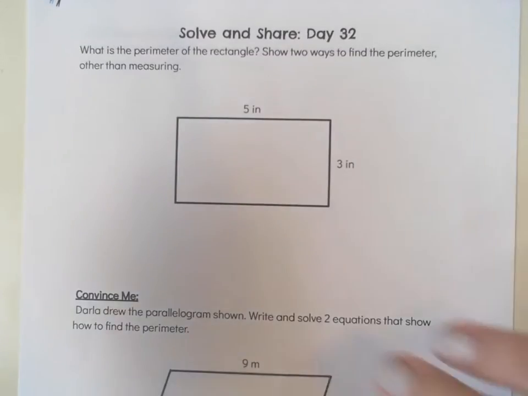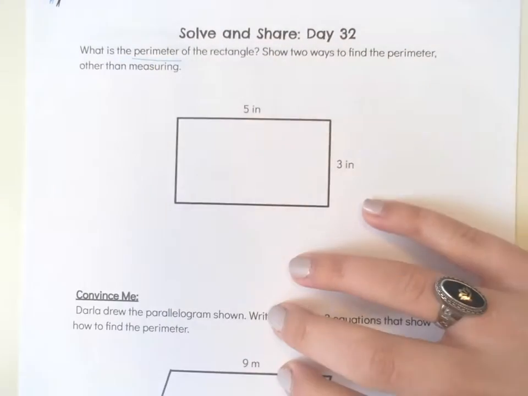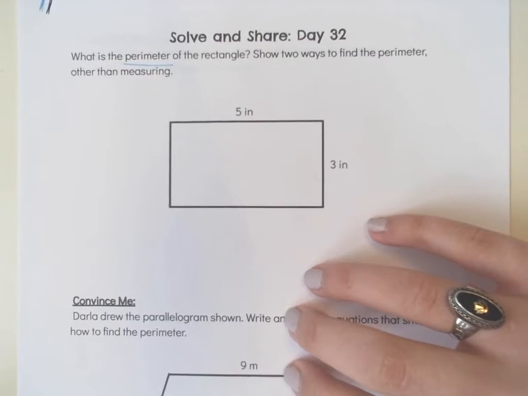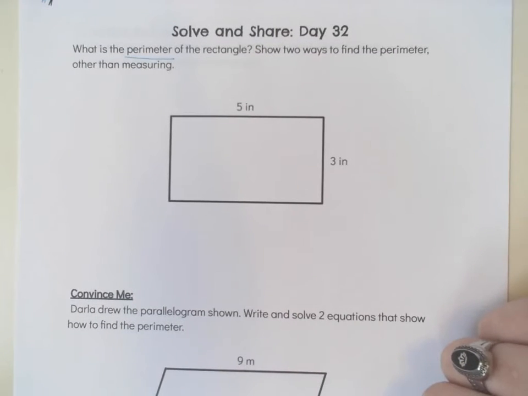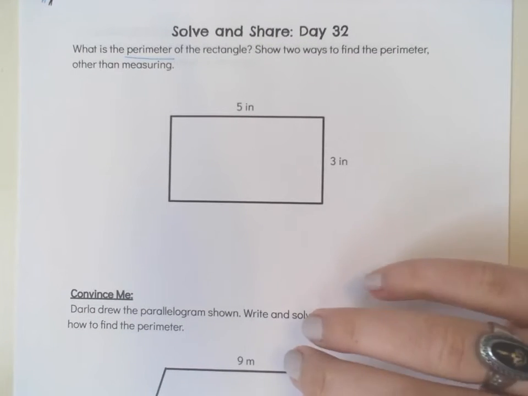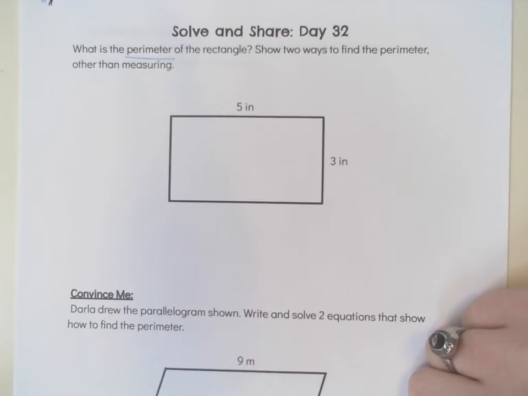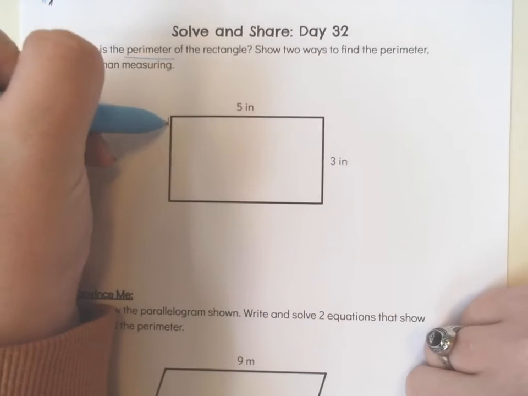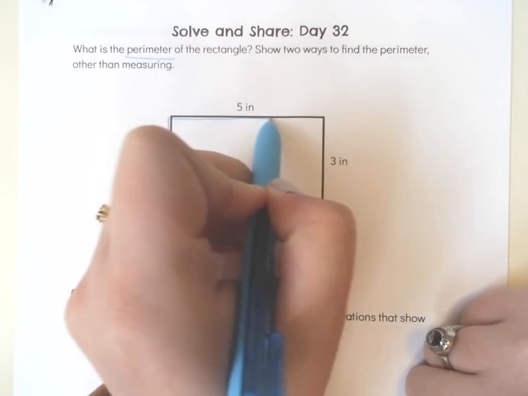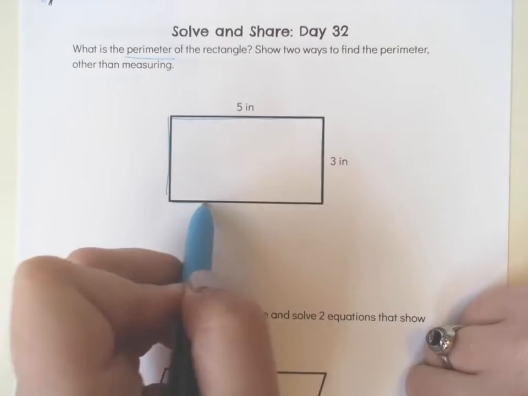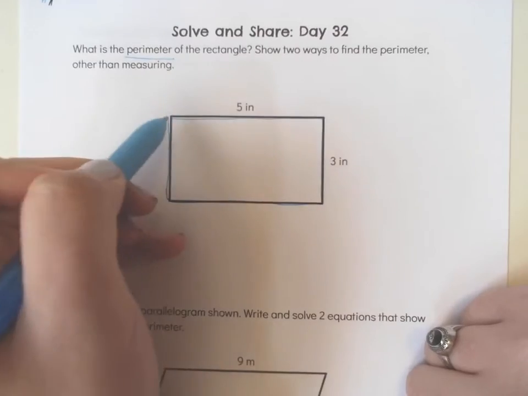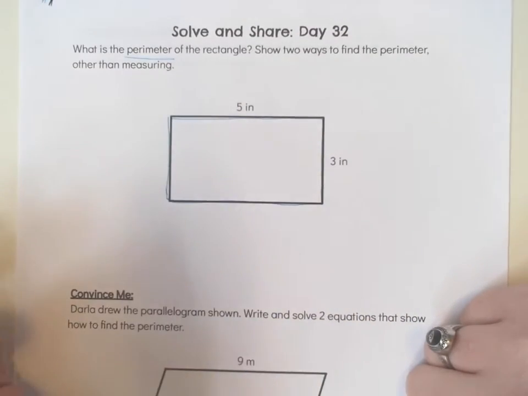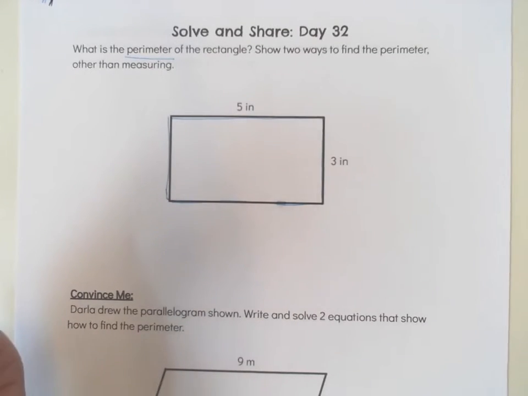Now if we're trying to find the perimeter of a shape, how can we find the perimeter of a shape? Right, when we try to find the perimeter of the shape, we are trying to find the distance around the whole shape. So we're trying to figure out, if we were to measure all the way around this rectangle, how many inches would it take to measure all the way around the rectangle? So the perimeter is the distance around the shape. Think of it like a fence, right?